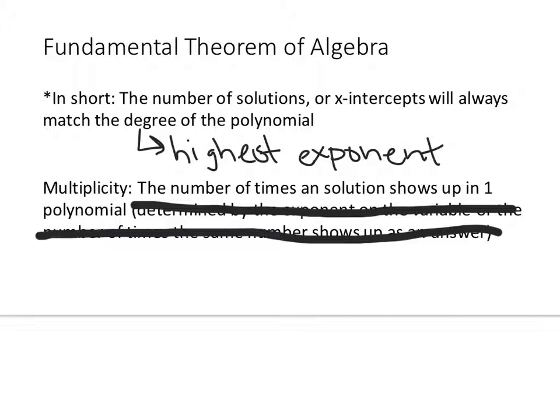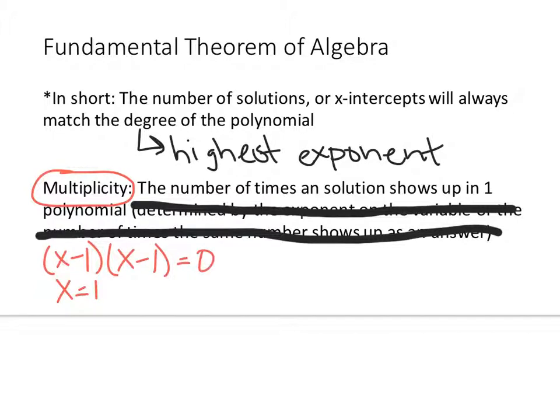What you're going to notice is sometimes when you solve, you're going to get the same answer a couple times. So you might get like x equals 1. Once you factor it down to here, if you solve both of these factors, you're going to get x equals 1 twice. So if the same solution shows up more than once, that's your multiplicity. So your answer would just be x equals 1 with a multiplicity of 2. And that'll make more sense once you see that in an example.